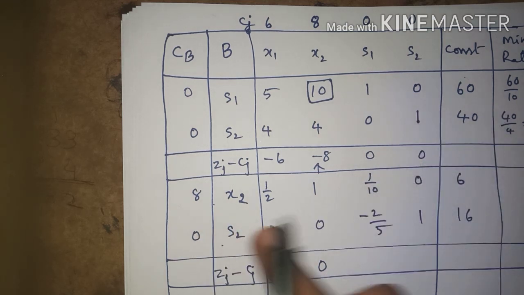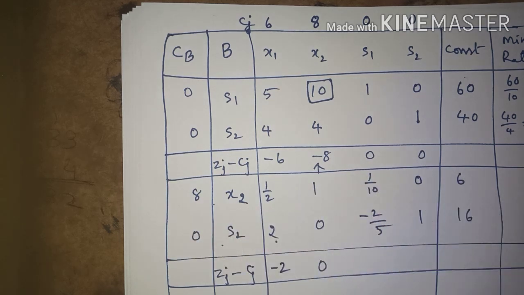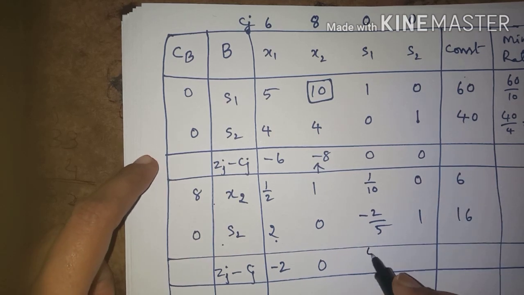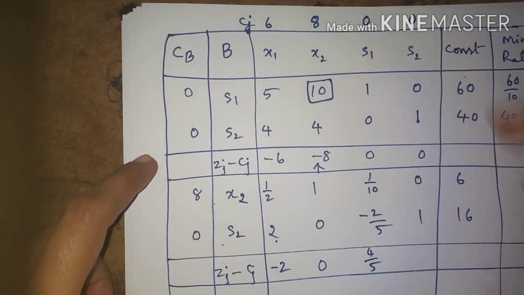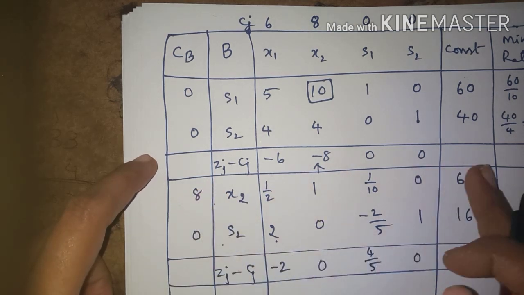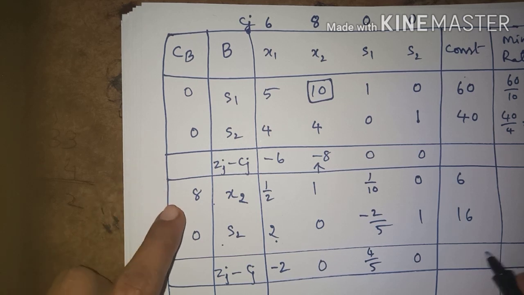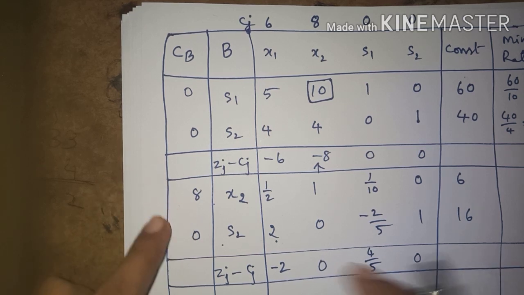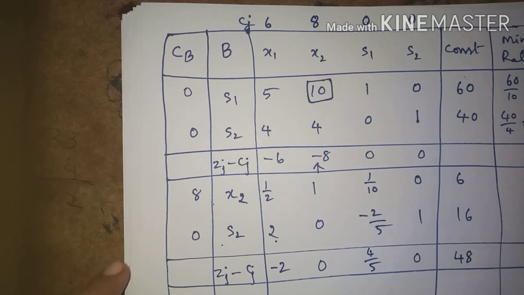4 by 5 plus 0. 8 into 1 by 10 plus 0 into minus 2 by 5 is 0. 8 by 10 is 4 by 5 minus 0 is 4 by 5. 8 into 0 plus 0 into 1 minus 0, 0. Now 8 into 6 is 48 plus 0 into 16 is 0. That means here 48. Now coming to the minimum ratio.